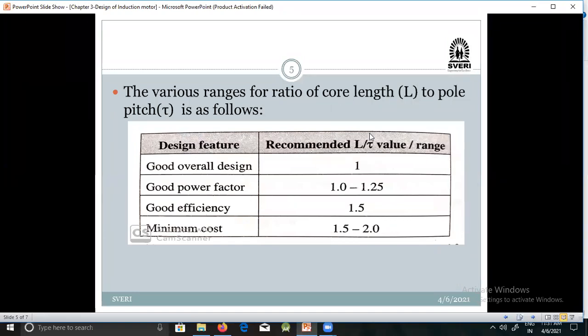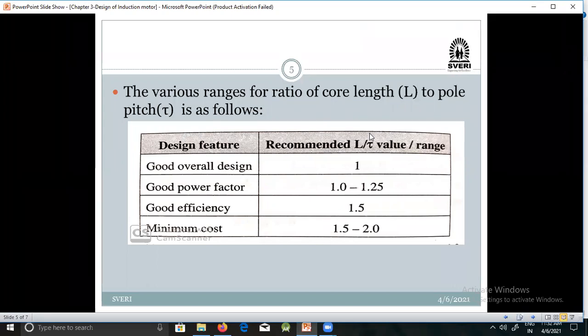Okay, what ratio of L by tau is needed? This is one of the standard design procedures, or one of the standard tables we consider, related to the core length and pole pitch. If it is an overall good design, the ratio is 1. If we design for good power factor, the ratio will rise from 1 to 1.25. If we design for good efficiency, it is 1.5. And if we design for minimum cost, it will be from 1.5 to 2.0.